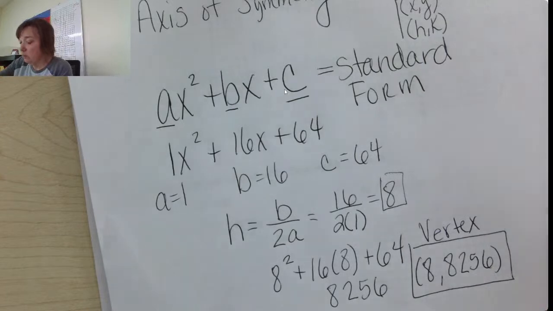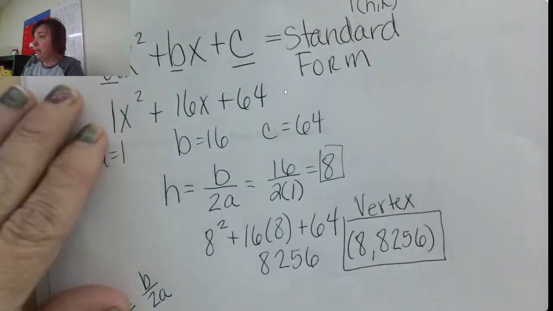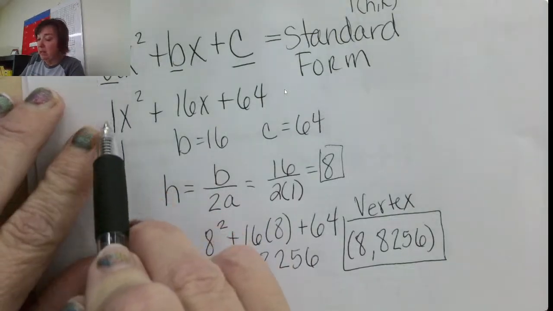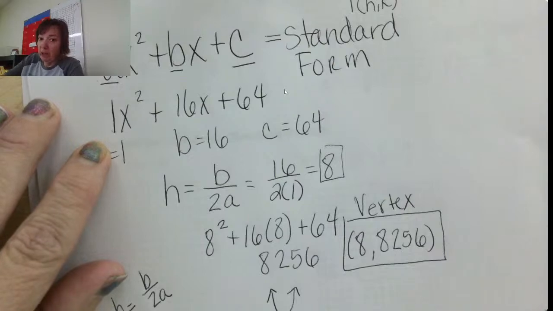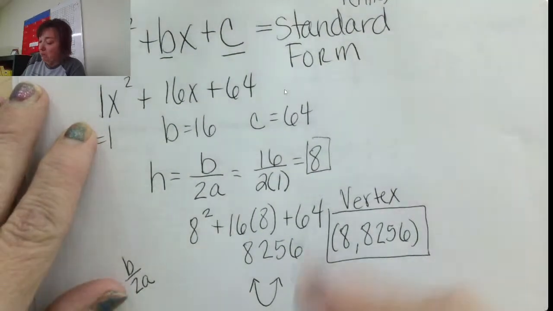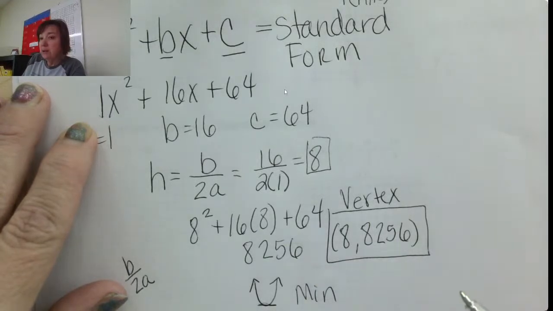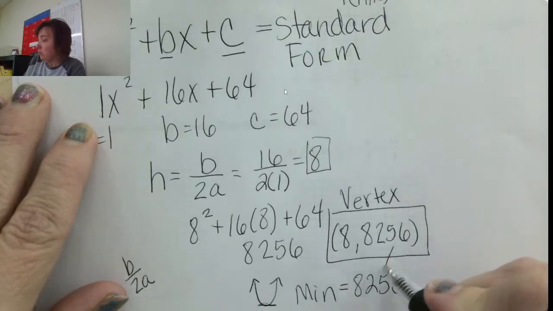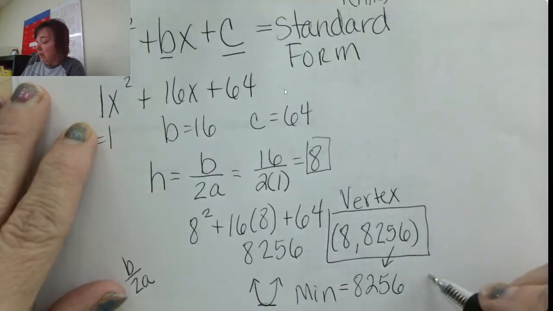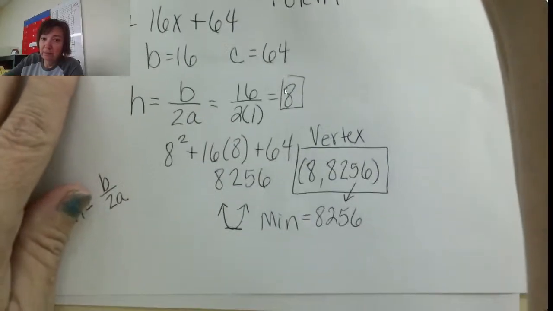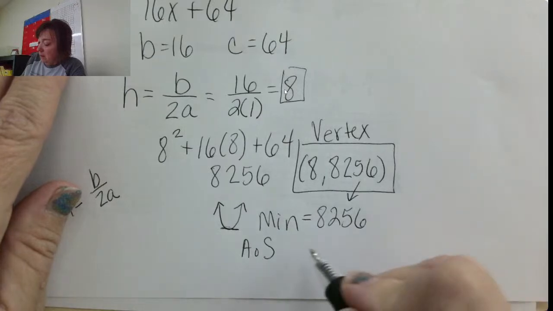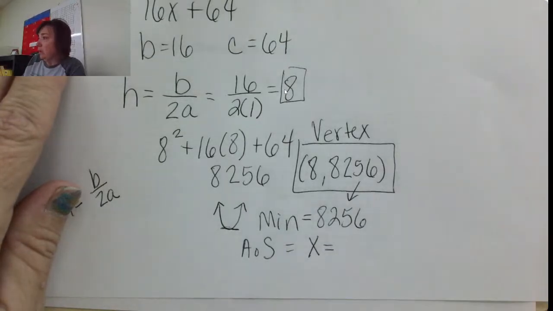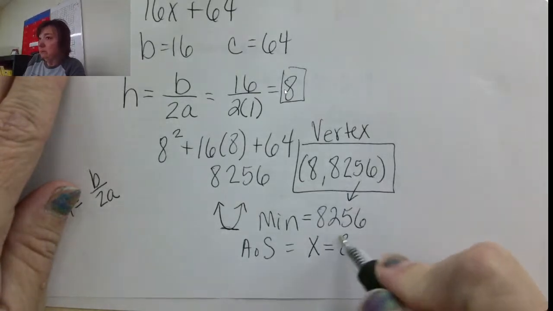And if we know our vertex, then we can determine, do we have a minimum or maximum value? Well, we look at our A. It's positive, so that means we know that our parabola is going to open up, right? If our parabola opens up, then that means that we have a minimum value, right? If we have a minimum value, our minimum value is 8,256, our y, right? So our y is our minimum. And then our axis of symmetry is whatever our x value is written as an equation. So x equals 8. That's our axis of symmetry.